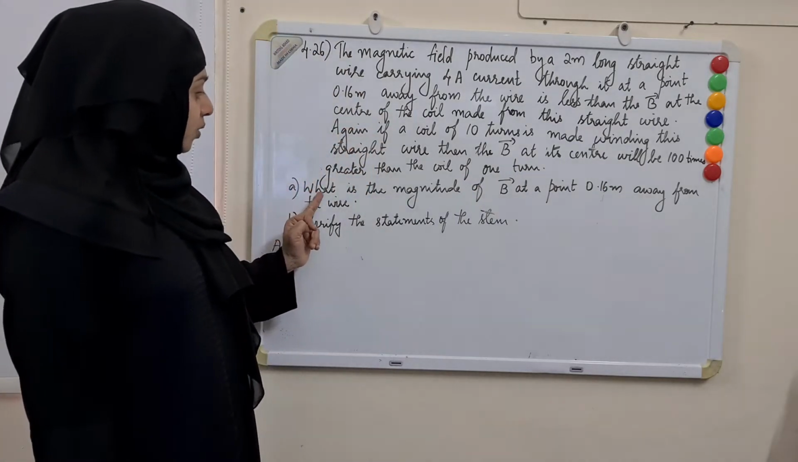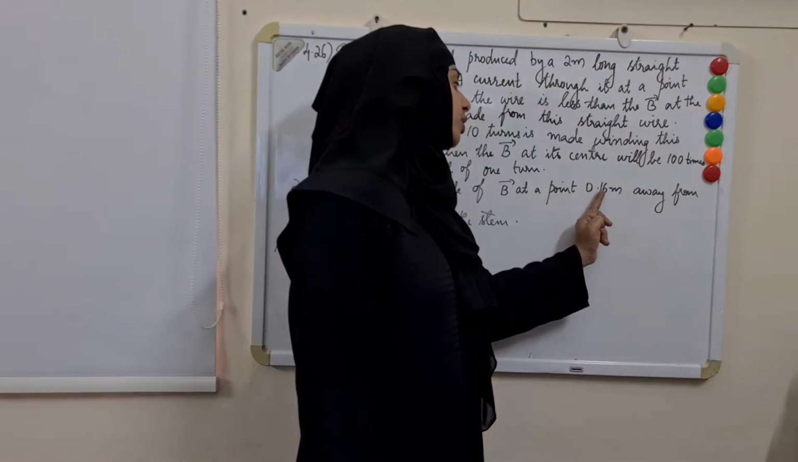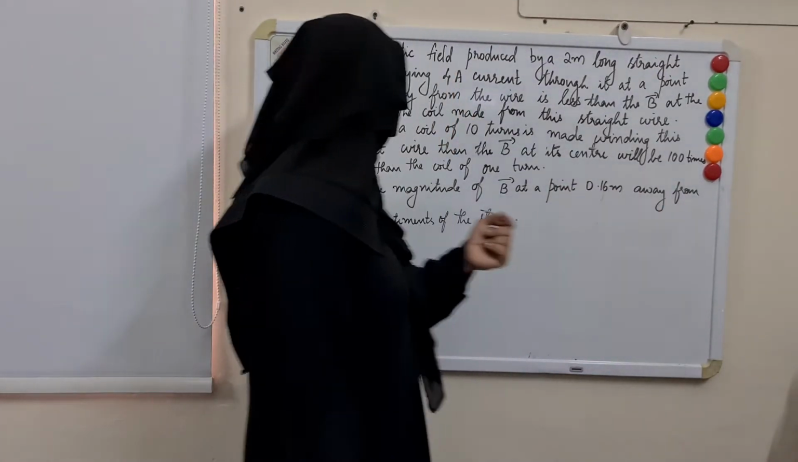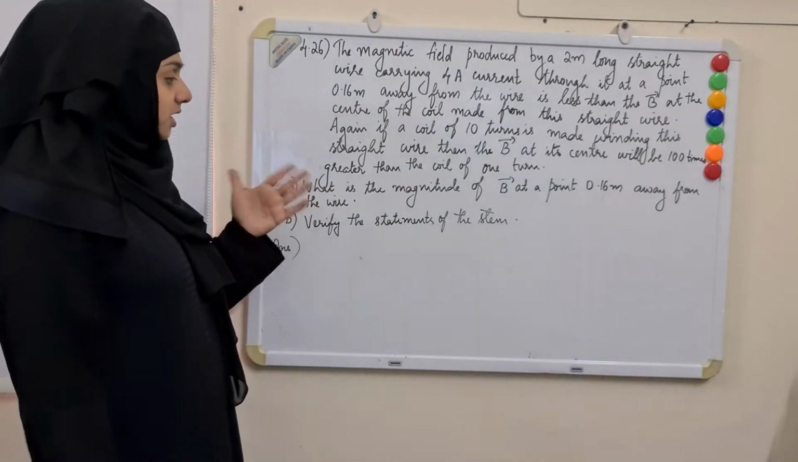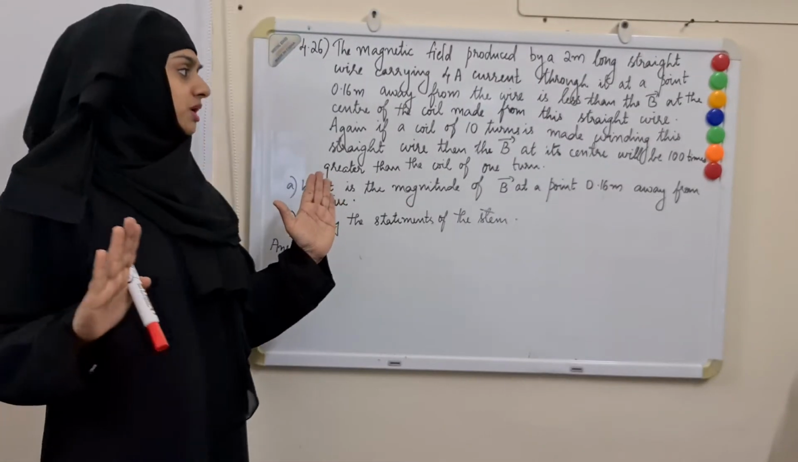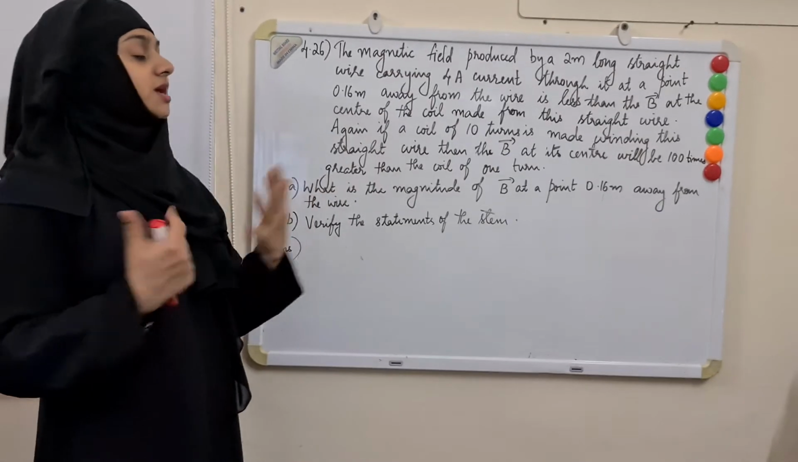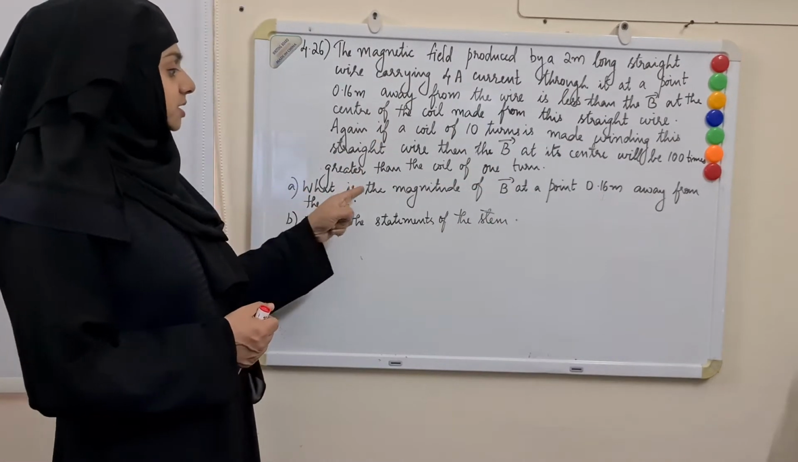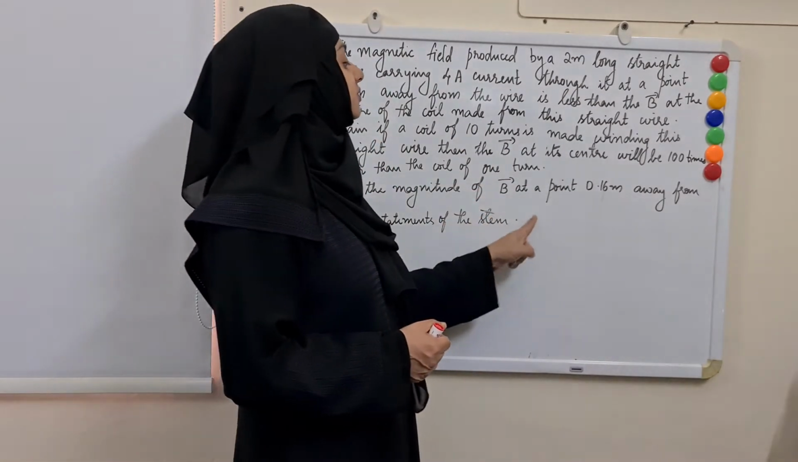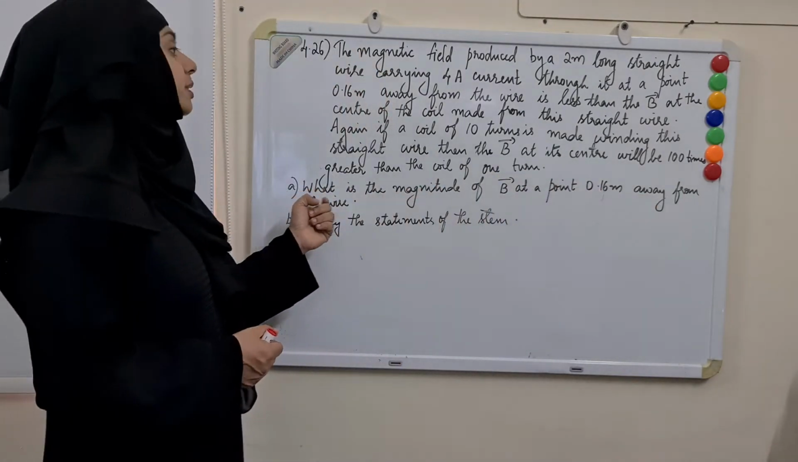Now A, what is the magnitude of magnetic field at a point 0.16 meter away from the wire? So first question A is straightforward, but this part is a little twisted. You have to imagine that situation. So let us first solve this A part.